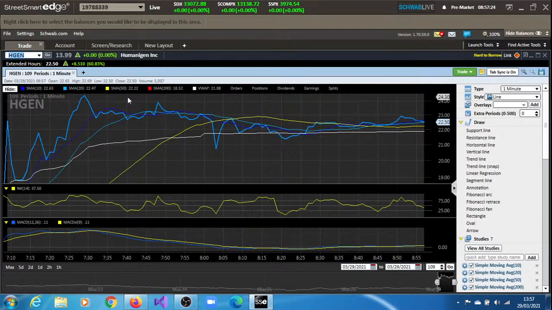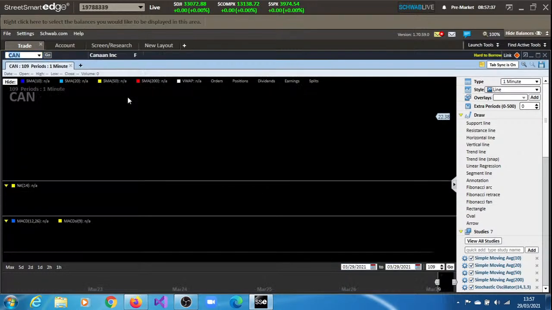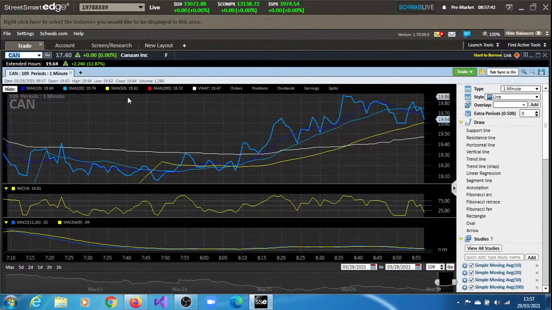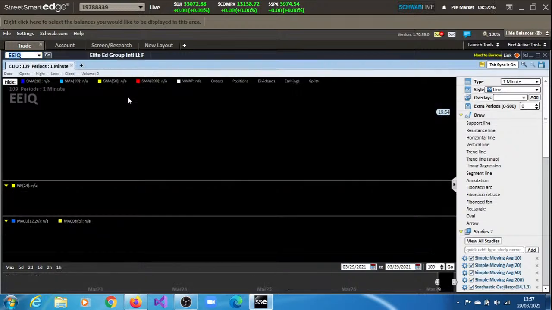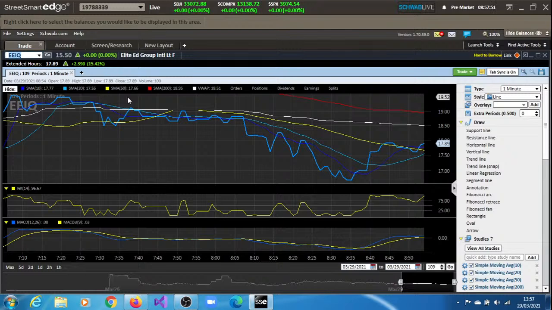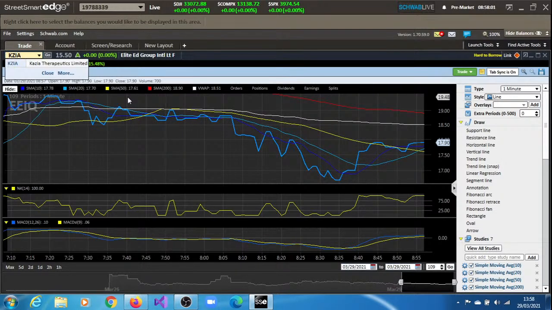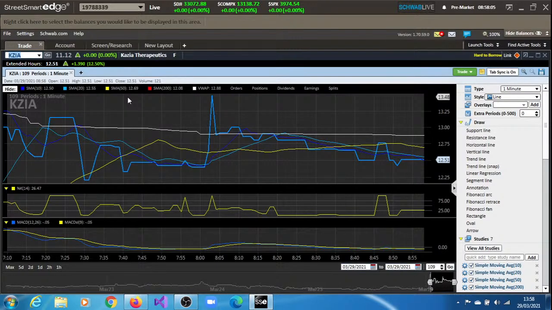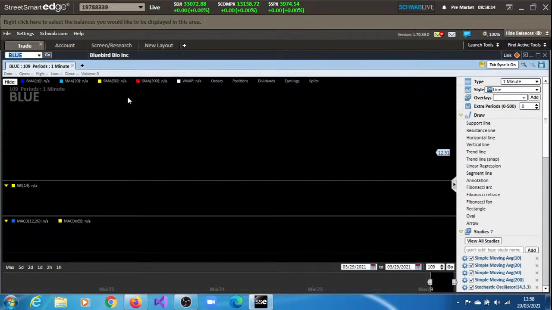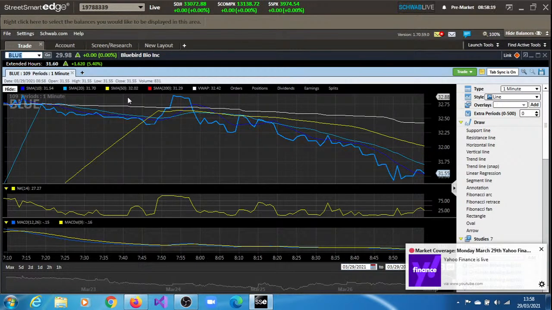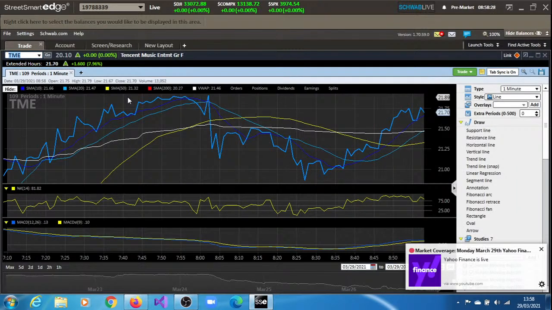HGEN is up 61.26% currently. KENN Inc. up 12.87%. Elite Group Limited up 15.42%. KZIA Therapeutics up 12.5%. Bluebird Bio up 5.4%. Tencent Music Entertainment up 7.96%.